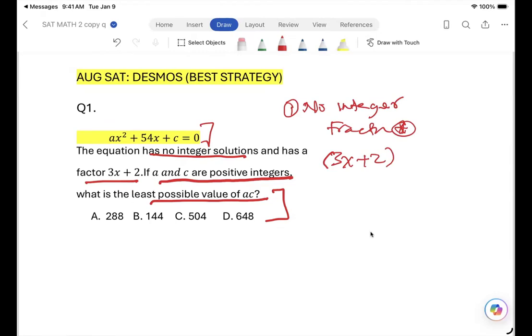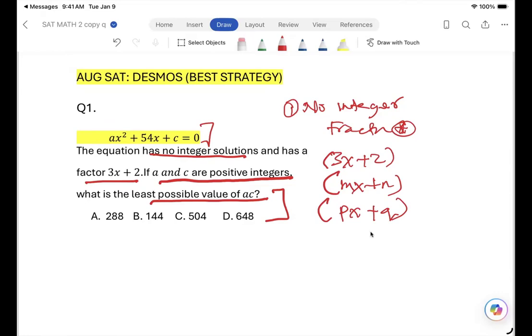Now, what do you think? You need another factor. So we're going to pick maybe mx plus n, something like that. You can pick px plus q, whatever. You can pick anything you want. It does not matter because you need two factors for the equation. And since you know that, we're going to go to Desmos and input the information.